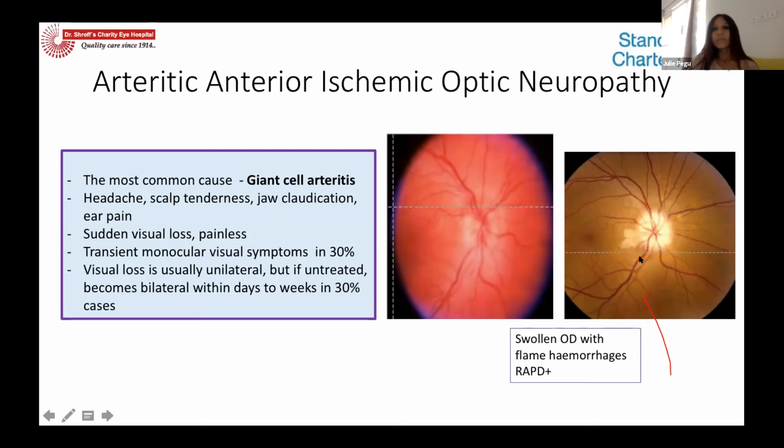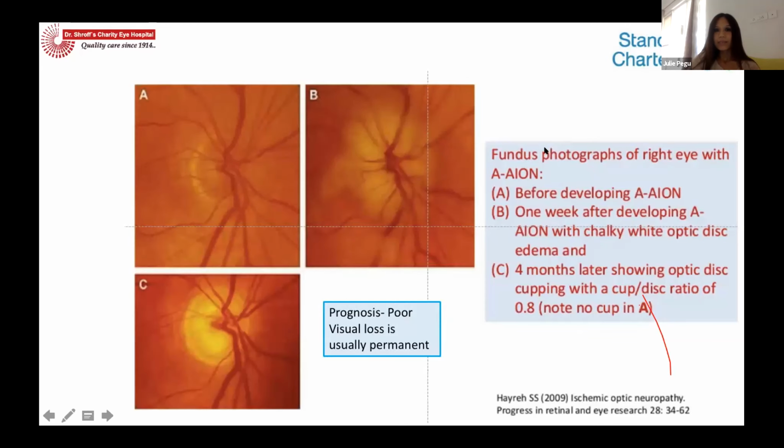The hallmark feature of arteritic ischemic optic neuropathy is a chalky white edematous disc in the initial stages, which with time may undergo some loss of the neuroretinal rim and may appear like a glaucomatous optic disc. But obviously in this kind of patient, you also have to take the intraocular pressure into consideration. The visual prognosis in these cases is very poor. In glaucoma, even if you have a little bit of rim left nasally, the patient will still be able to read 6/6 and 6/9, though in a tunnel way.